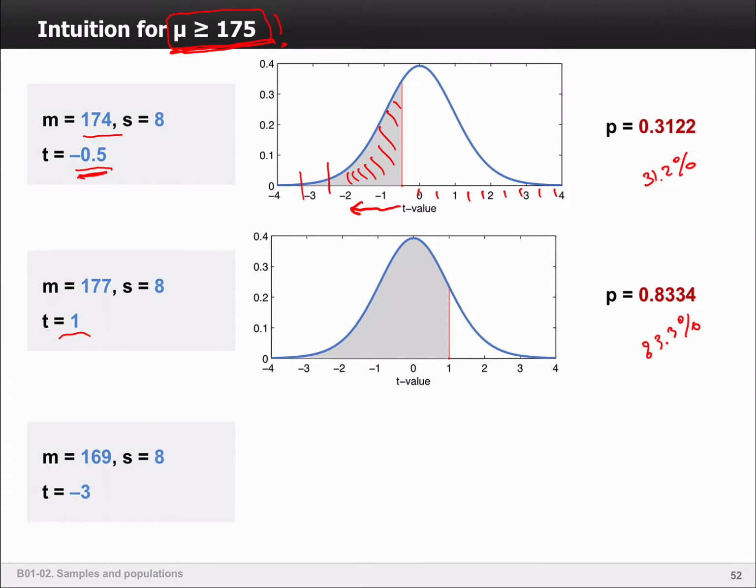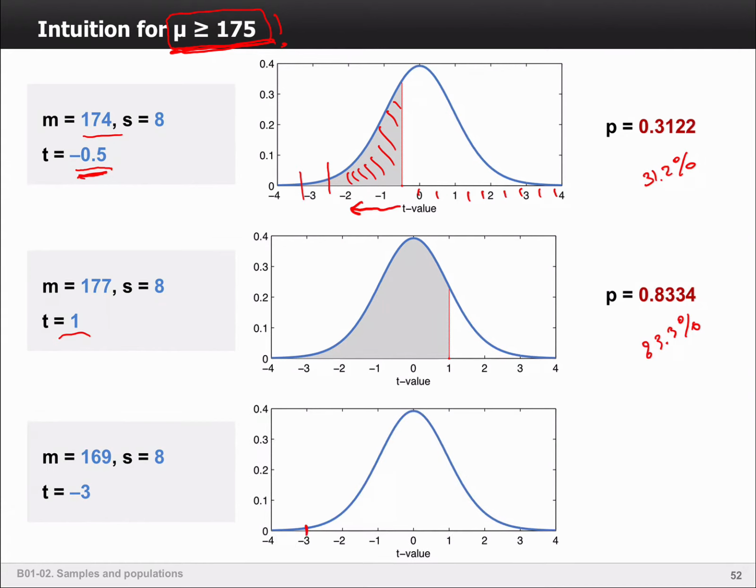Then finally, if we take the last case, we have -3. So this is the chance to get a sample as extreme as ours or even more extreme. And the chance is very small, so it will be less than 0.5%. So it's 0.45% chance to get a sample as extreme as ours, or even more extreme, if our assumption about the population is correct. And this chance is too small. So in this case, we should reject null hypothesis.